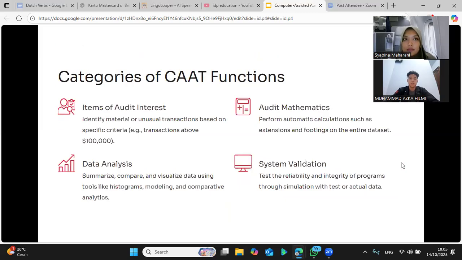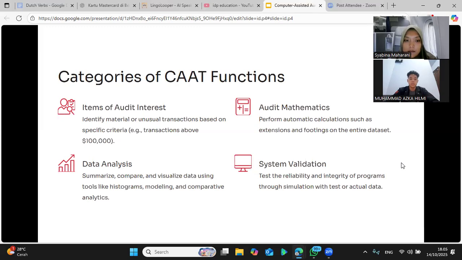So there would be these categories of CAAT functions. The first one are items of audit interest. They must first identify material or unusual transactions based on specific criteria. For example, transactions of above $100 or so. Then there would be data analysis.